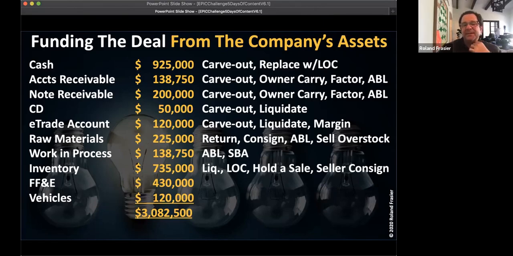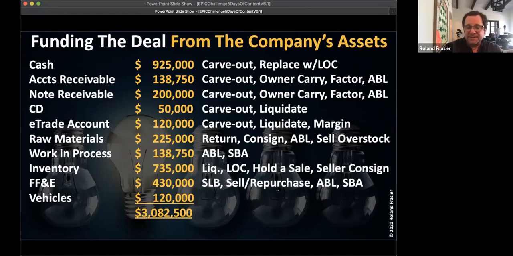The inventory could be liquidated, some or all of that. You could get a line or letter of credit or a warehousing fund on that as well. That's just basically a line of credit. You could hold a sale to sell off as much of that inventory as possible to generate cash quickly. You could also do a seller consignment like Jeff did, which was great. You can do on the furniture, fixture, and equipment. I think he mentioned he did a sale leaseback.